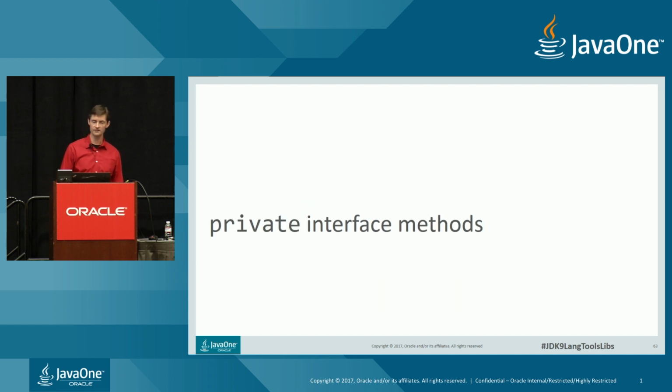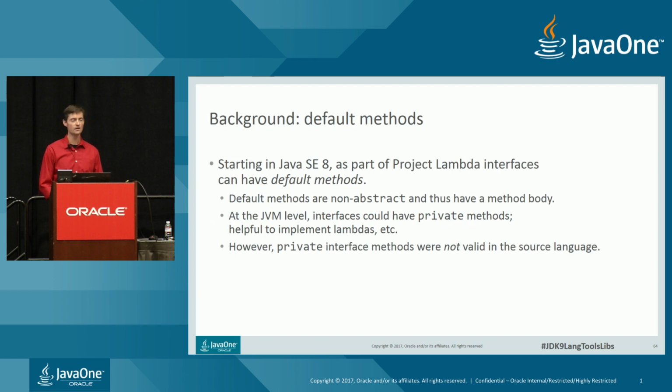Finally, we have private interface methods. Another part of Project Lambda in 8 was adding default methods to interfaces. These are methods on interfaces that have code, so they're not the abstract methods we had before. And at the VM level, it's possible to have private methods on interfaces in 8. These were necessary to implement lambdas.